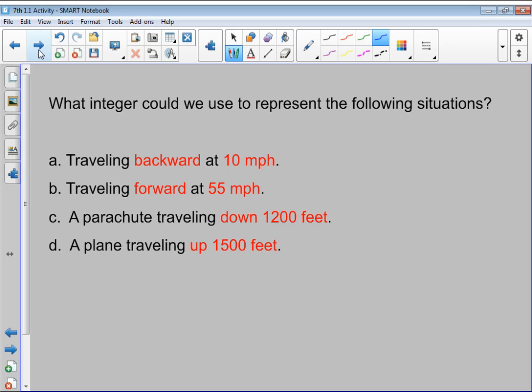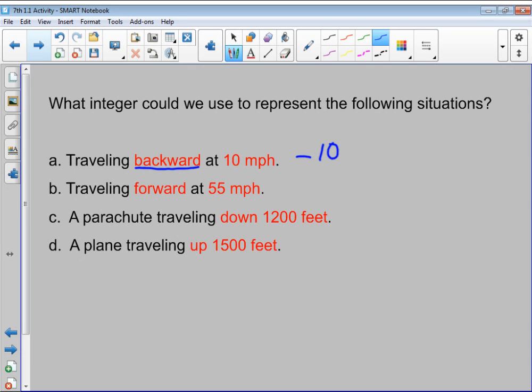Okay, so it says what integers could we use to represent the following situations? So we just talked that integers are either zeros, whole numbers, or their opposites. So traveling backward at 10 miles per hour. So here's where we're going to use the wording to help us decide on what integer we want to use. So if it's backwards, well, that's a negative thing if you're traveling backwards in most cases. So backward we're going to represent with a negative, and then the number was 10. So the integer that would represent traveling backwards at 10 miles per hour would be -10.